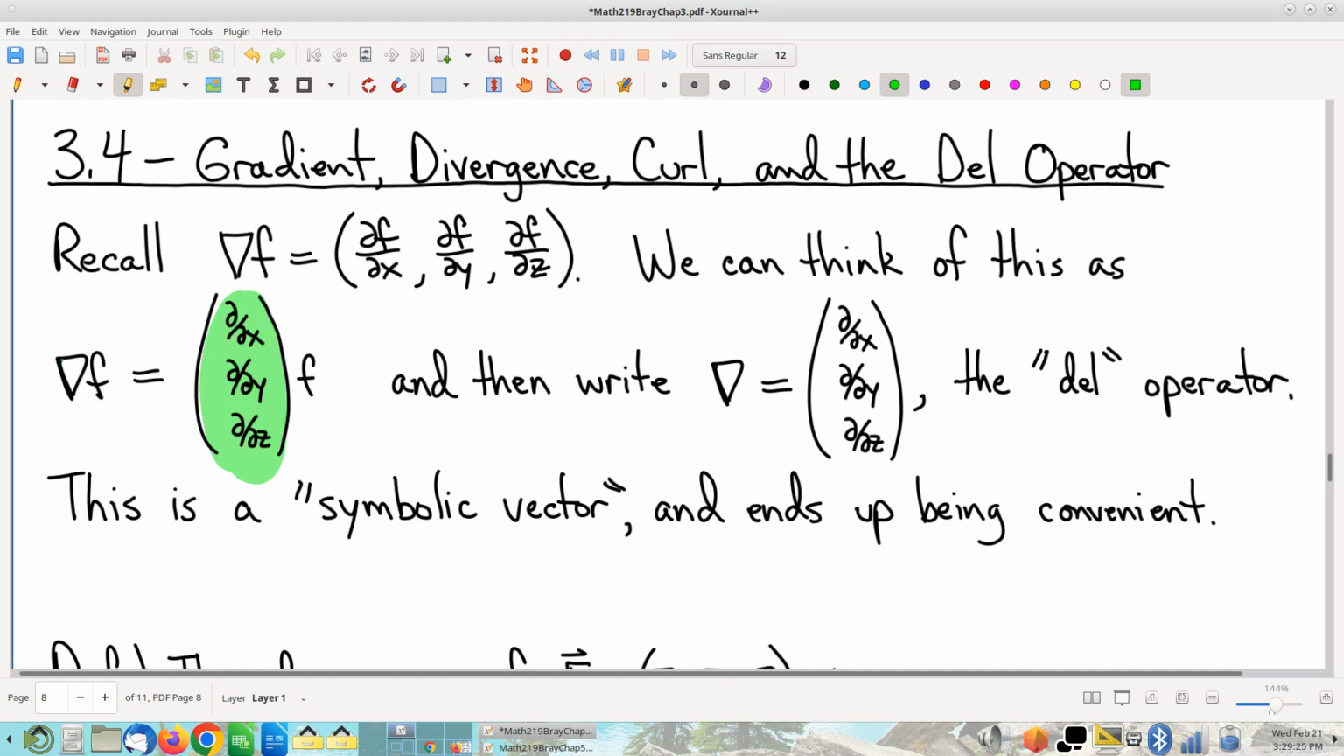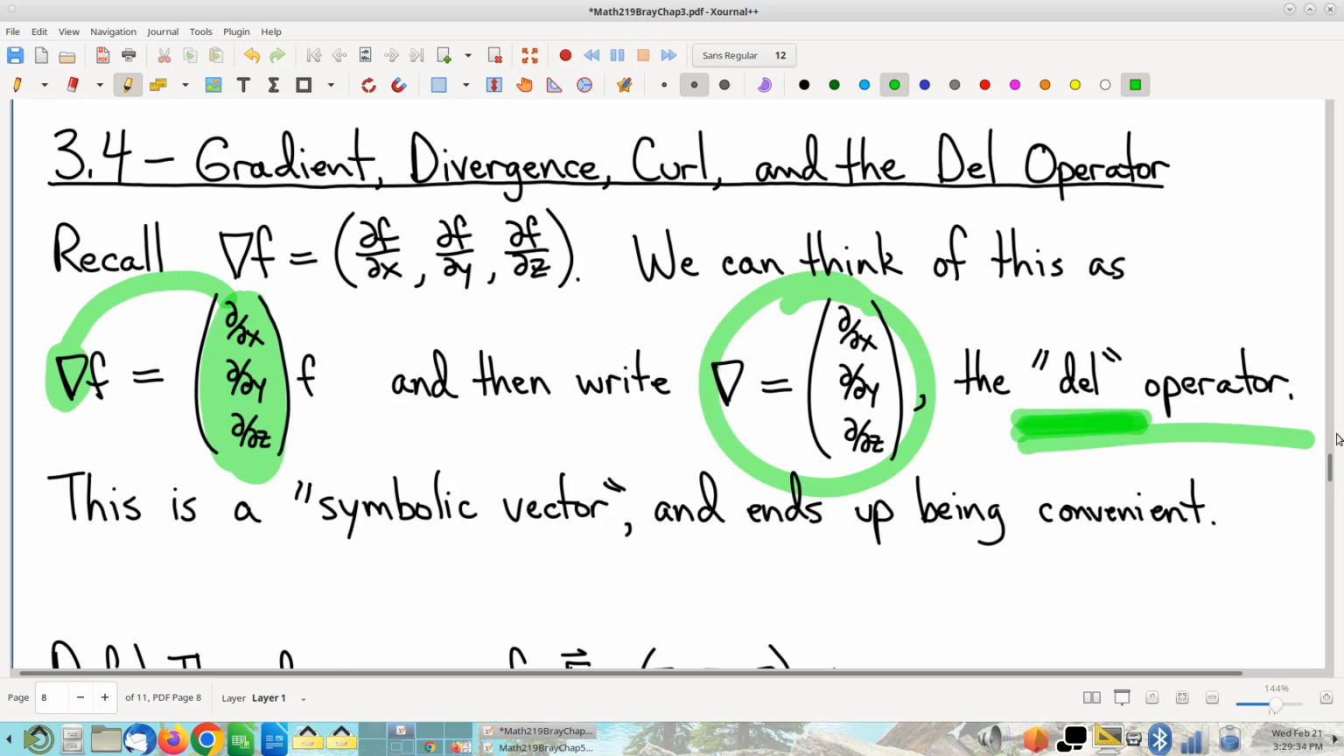The punchline then is that I can interpret that as what this symbol here means. So we're going to call this the del operator. This by itself, independent of the idea that I would apply it to a function to produce the gradient, turns out to be a really interesting and useful object. So we're going to be doing things now with the del operator that are not computing gradients.